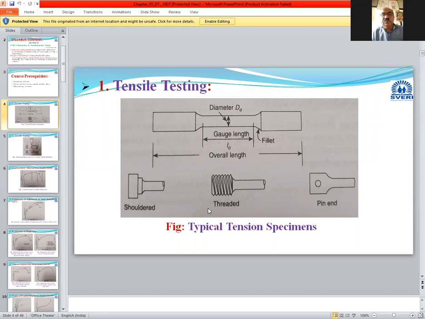Specimen preparation, how to prepare? First you have to decide the gauge diameter. From the gauge diameter you can calculate the cross-section area. After that, you can make use of the formula 5.65 root of A, where A is the cross-section area of the gauge length. You will get the total gauge length. So gauge length is equal to 5.65 root of A, where A is the cross-section area within that gauge length. Next.